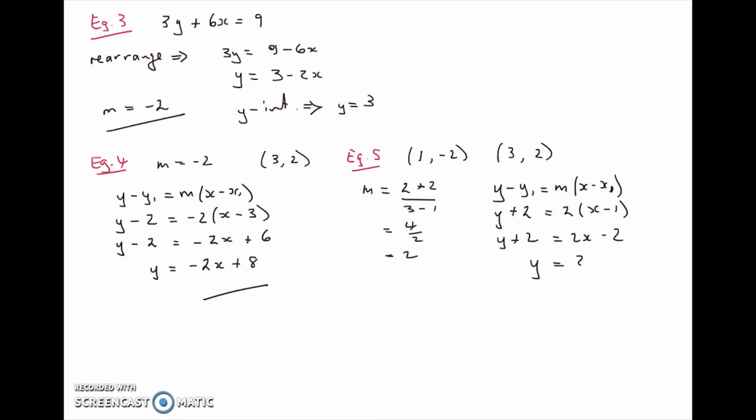Expand the right hand side. Bring the 2 over to the other side. And we're left with y equals 2x minus 4. Okay, and that's our equation through those 2 points.